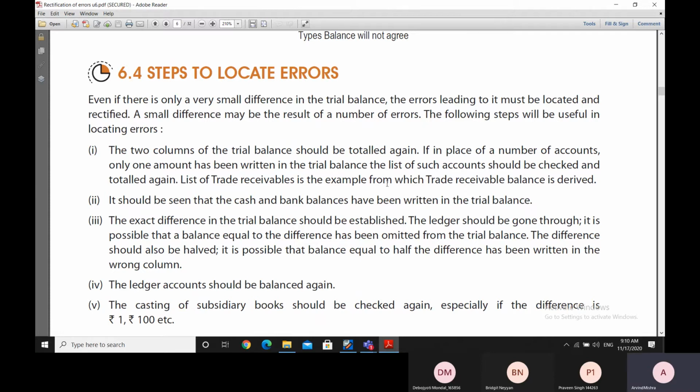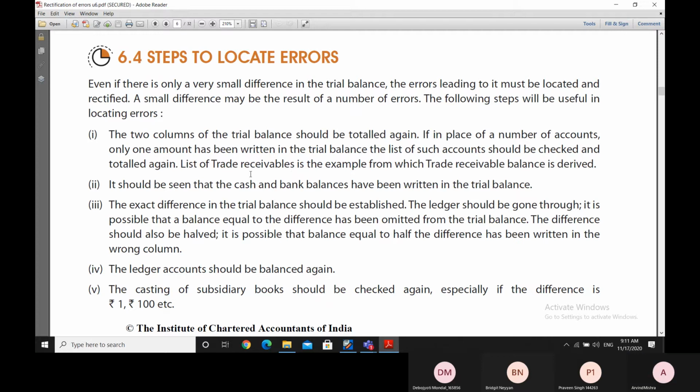Now, the list of trade receivables is an example from which the trade receivable balance is derived. For example, we take all the trade receivables into one account and from there we write the balance. That is an example where in the place of a number of accounts, we are writing only one amount. So we need to check the entire list of those accounts in detail, to check whether all the balances are written correctly or not. Then we should see whether the cash balances and the bank balances are correct.